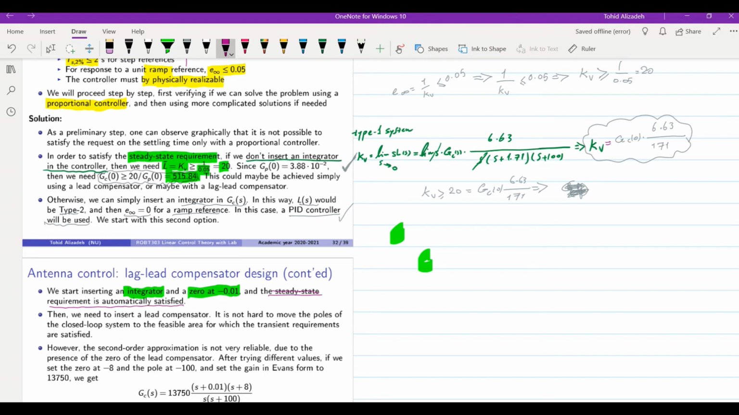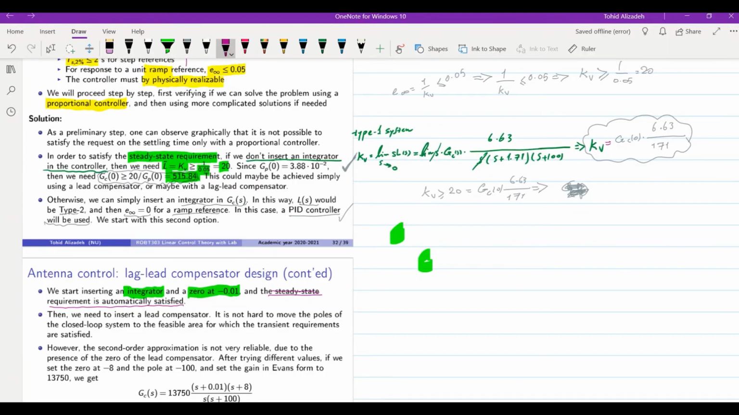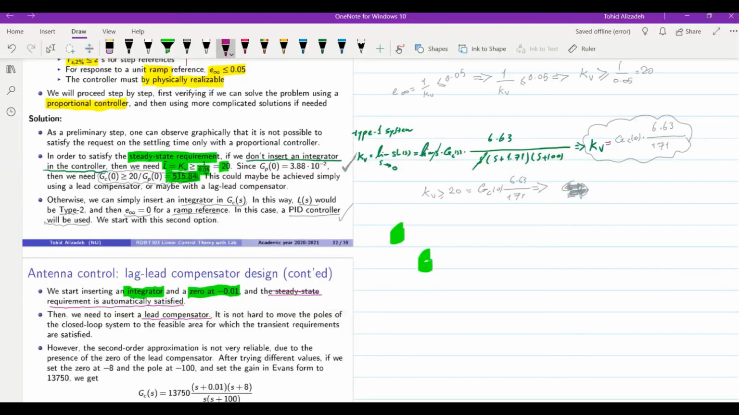Then in order to satisfy the transient requirements, we would need to insert a lead compensator, because we know that the Root-Locus branches will not enter into the desired white area that we had. In order to move the branches into the desired area, we would need to introduce a lead compensator.